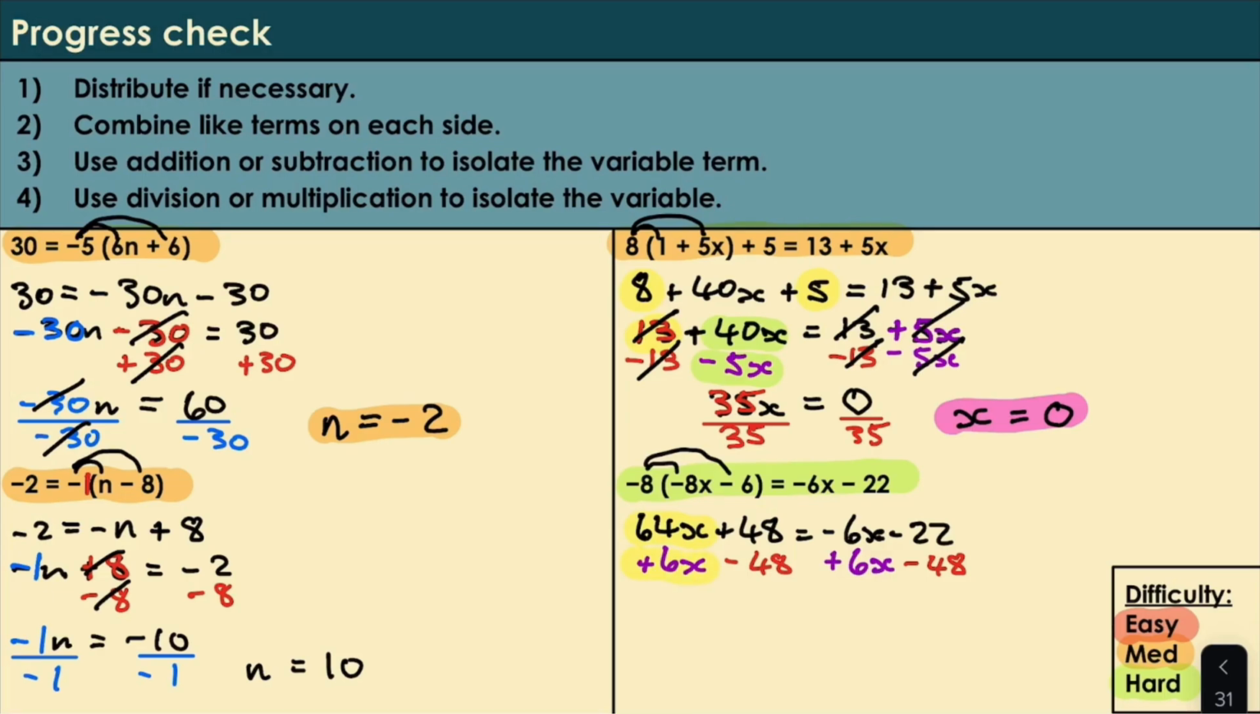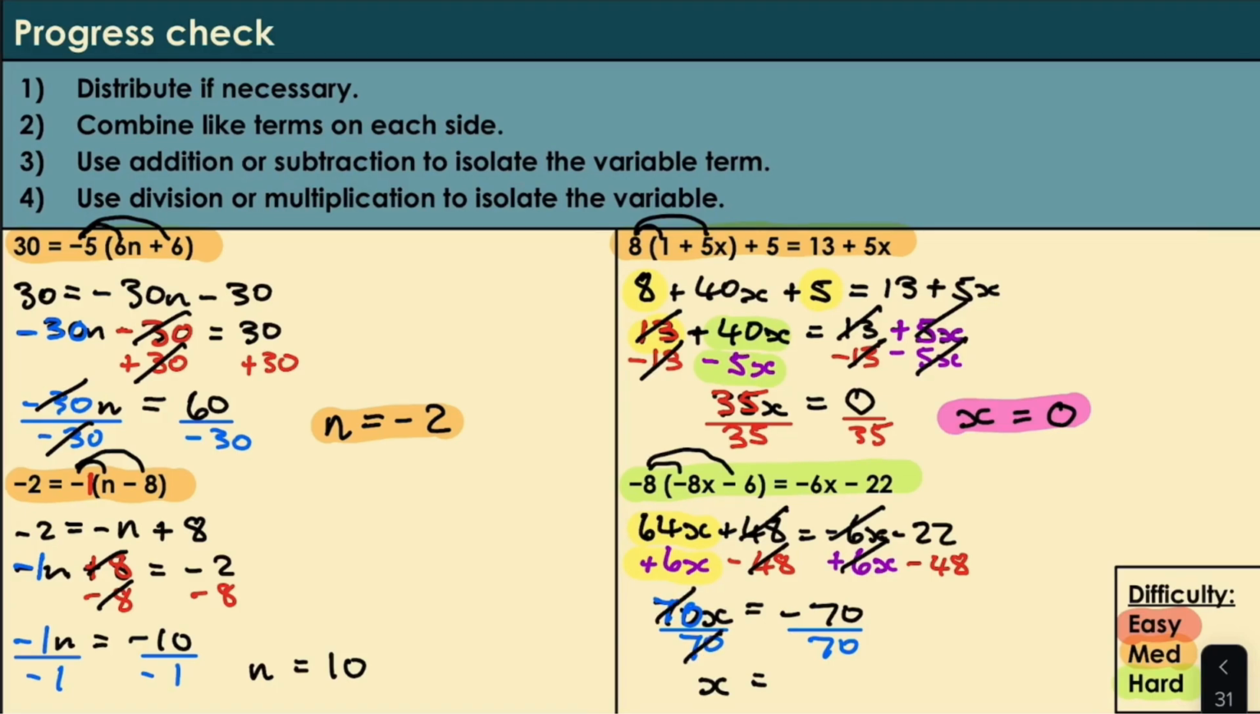64x plus 6x, 70x. 48 minus 48 cancels. Negative 6x plus 6x cancels. Negative 22 minus 48 is negative 70. The coefficient of x is 70. I need to divide by 70 on both sides. And 70 divided by 70 cancels. And on the right side, a negative divided by positive is negative. And 70 divided by 70 is 1. There is my solution. So that's a wrap, guys.